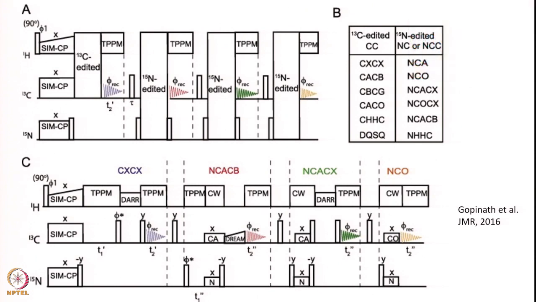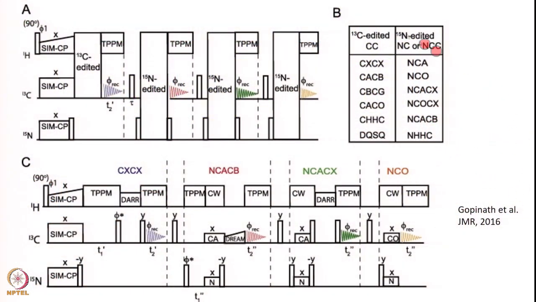Now people did not stop there, they developed a series of sequences. One of the sequences that I am showing is from Tata Gopinath and Vega, who developed the carbon 13 edited CC experiment and 15 edited NC experiment, like NCACX, NCOCX, NCA, NCO, NCACB, and many of these, where sometimes it is also labeling the protons. So this is a gallery of experiments that they have developed.